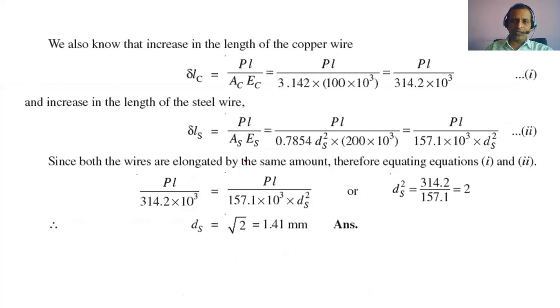Then later on you solve this. So now, see, we also know the increase in the length of the copper wire. Elongated means change in the length. The problem says elongated. Change in the length in both the materials. Both the materials means whether it may be a steel or it may be a copper. So we are saying that it is the same in both.